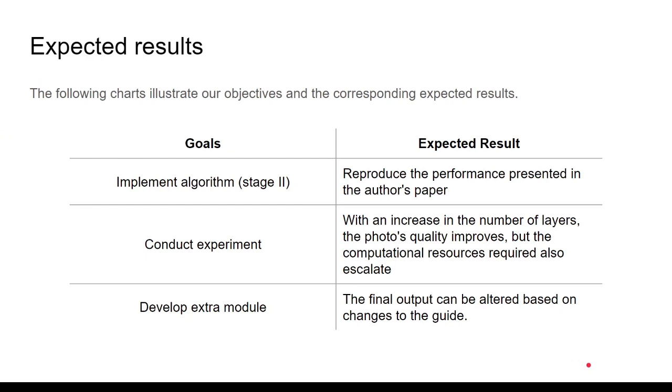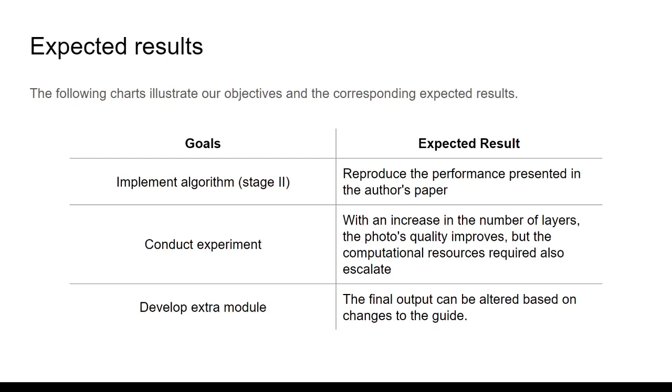Here are the expected results. The following chart illustrates our objective and the corresponding expected result. We expect that the algorithm we implement has the same effect as the effect described in the literature, and the experiment result will be that with an increase in the number of layers, the photo quality improves, but the computational resources required also escalate.